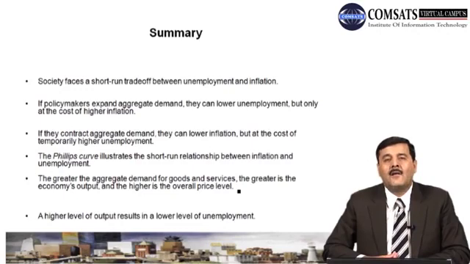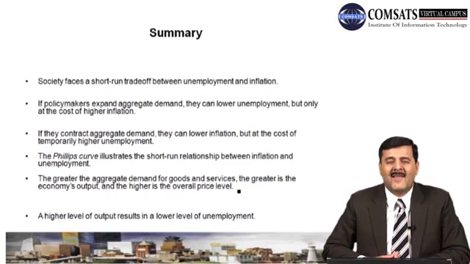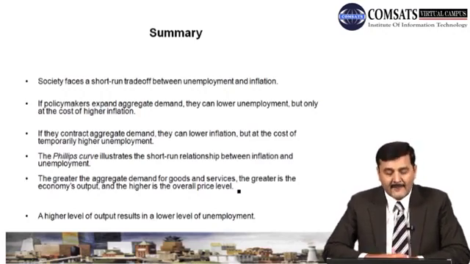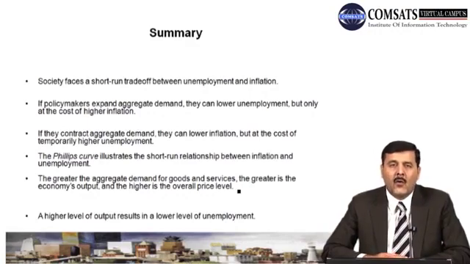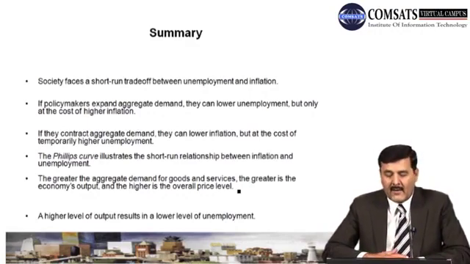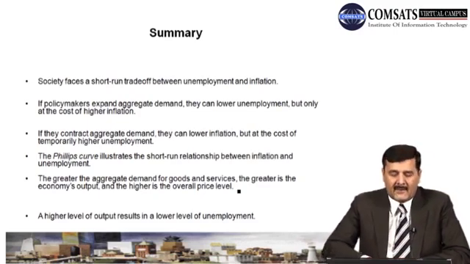Right? So we have seen that by adopting expansionary policy, they increase aggregate demand, inflation increases, output increases, but unemployment... at a cost of high inflation. But if they contract aggregate demand by contractionary policy, then inflation will fall, but there will be high unemployment; unemployment will increase. So there is an inverse relationship between unemployment and inflation, a trade-off, and the Phillips curve explains this relationship.